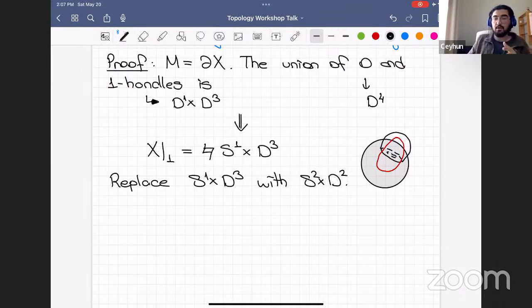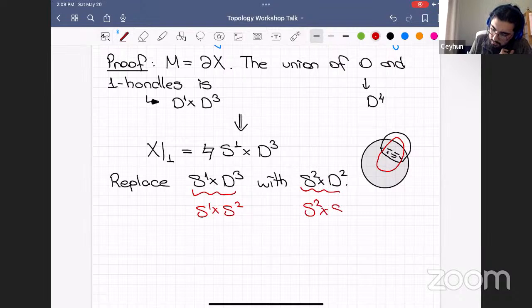So this is definitely going to change the four-dimensional manifold, right? Because S2 cross D2 is something completely different than S1 cross D3. But the point is, if you look at the boundary of S1 cross D3, this is S1 cross S2. And the boundary of S2 cross D1 is S2 cross S1. And these two things are equal.